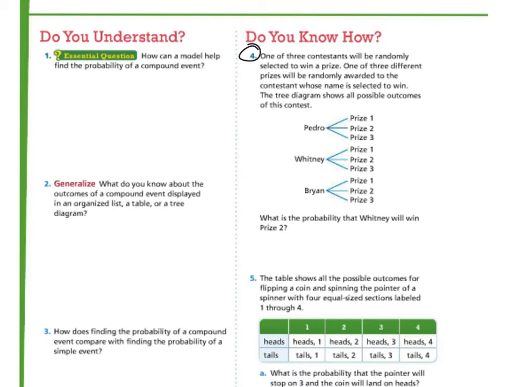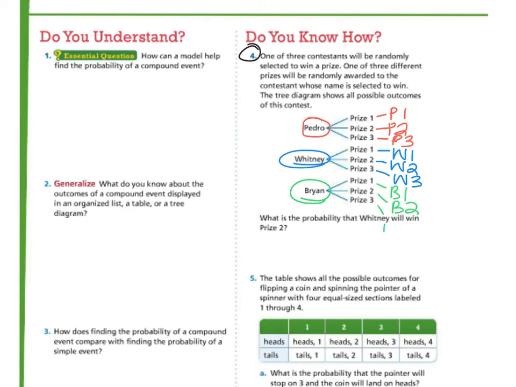What they don't show you is what the final outcome is, but if you trace the tree diagram, you can find that information. For example, if Pedro is the winner, he could win prize 1, prize 2, or prize 3. If Whitney is the winner, Whitney can win prize 1, prize 2, or prize 3. And if Brian is the winner, Brian could win prize 1, prize 2, or prize 3.